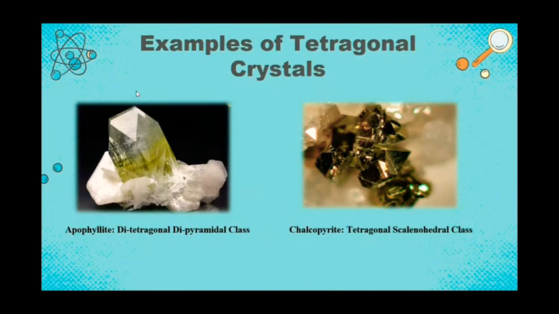So now, in the examples here, this one is from the pyramidal class. As you can see, it's not square. The sides are, but it's not entirely square. Yeah, the sides are square, but it's in a pyramidal shape.